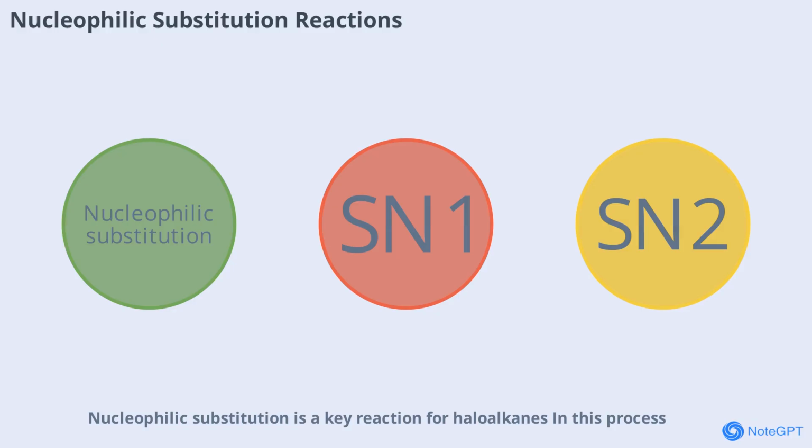Nucleophilic substitution is a key reaction for haloalkanes. In this process, a nucleophile replaces the halogen atom. There are two main types, SN1 and SN2. SN1 reactions occur in two steps and are favored by tertiary haloalkanes, while SN2 reactions happen in one concerted step and are typical for primary haloalkanes. The choice between SN1 and SN2 depends on the structure of the haloalkane and the strength of the nucleophile.